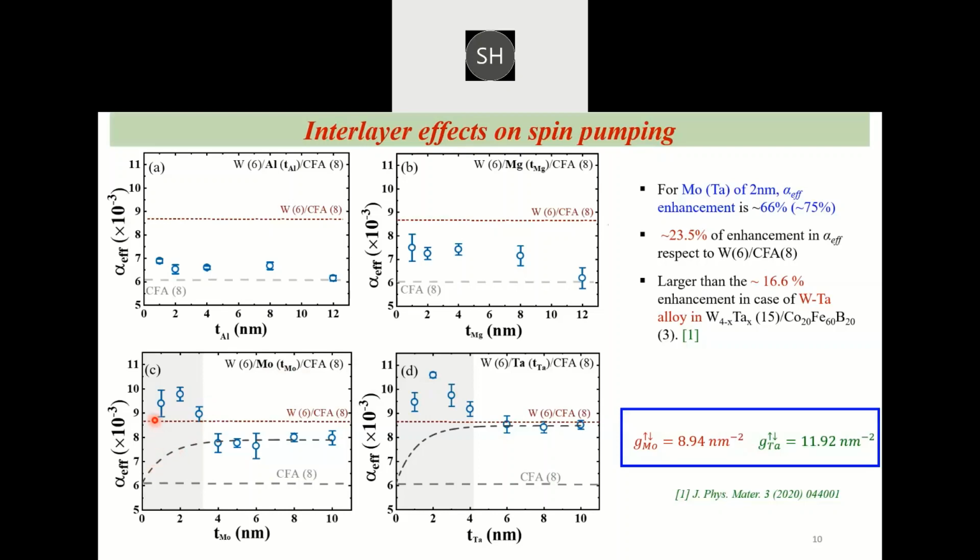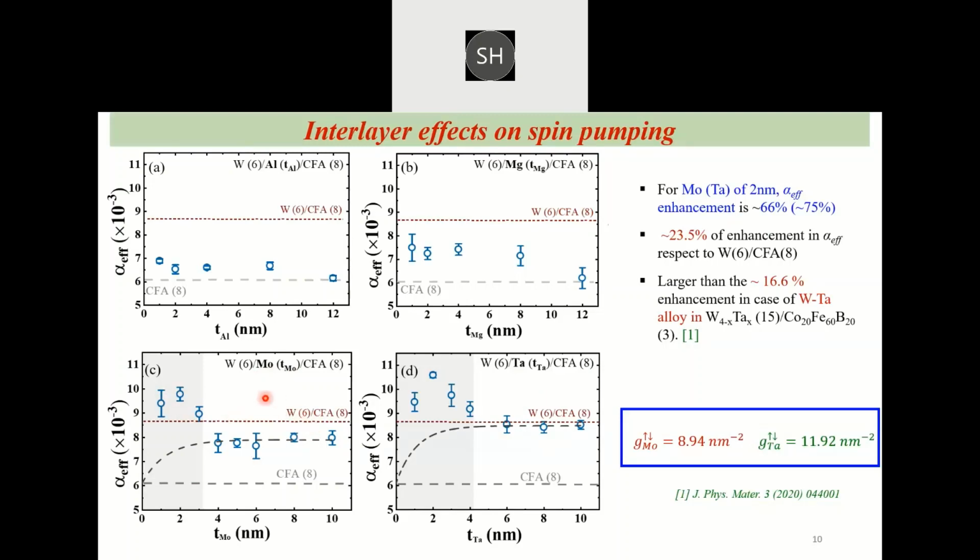However, for the interlayer with high SOC strength, a very interesting phenomenon occurs: the damping constant is first found to increase with interlayer thickness and then reduces with further increment in the interlayer thickness, and finally for a higher interlayer thickness, it is saturated at a particular value. We have observed for 2 nanometer interlayer of both molybdenum and tantalum a damping constant value which is higher than even the tungsten CFA heterostructure, and this is accredited to the combined contribution from the interlayer as well as the tungsten layer.